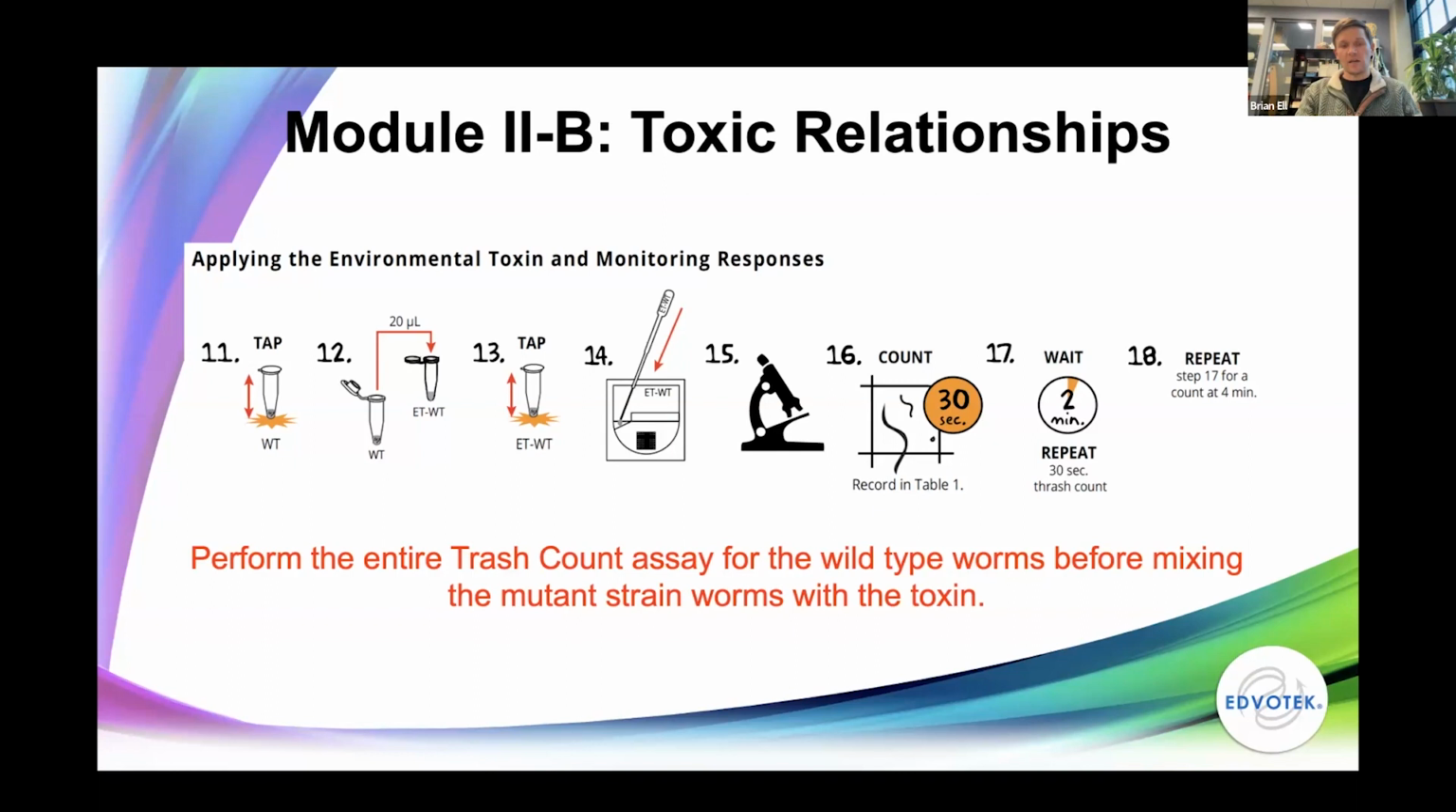So we're collecting time points at essentially 0 seconds, 2 minutes, and 4 minutes, doing these thrash counts over and over again to monitor the effects of this heavy metal over this relatively short time period for our worms. Once you have done all of that, and you've collected all 3 different time points for your wild type worms, then we go back and repeat steps 11 through 18 with the mutant strain. So resuspend the mutant strain, add those to the environmental toxin, and perform the thrash counts.